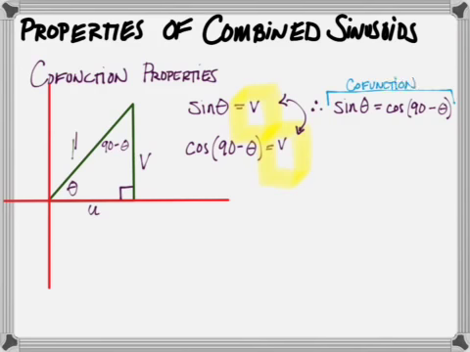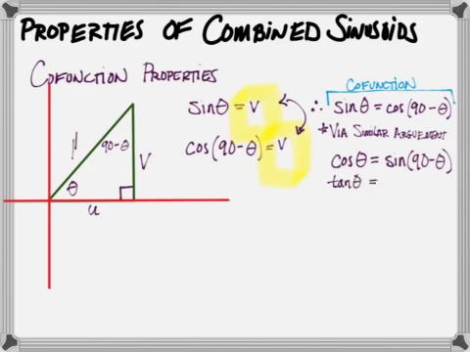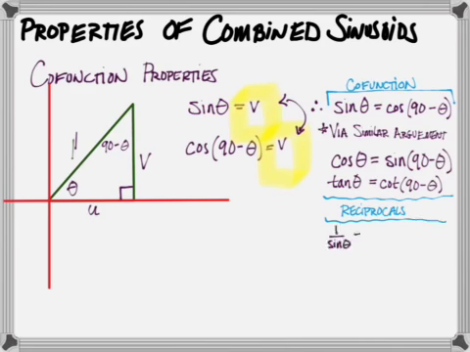I can do similar analysis to get the other ones. If I want to look at cosine of theta, that is going to be u, and then sine of 90 minus theta, the opposite, is also going to be u. So I get cosine of theta is sine of 90 minus theta. Tangent, same thing in terms of cotangent, and the reciprocal trig ratios also work. 1 over sine of theta is 1 over cosine of 90 minus theta from the first cofunction property, which is cosecant theta equals secant of 90 minus theta.